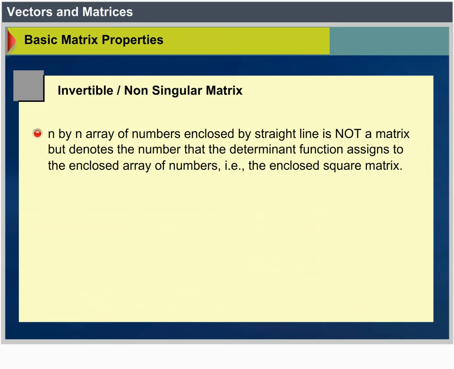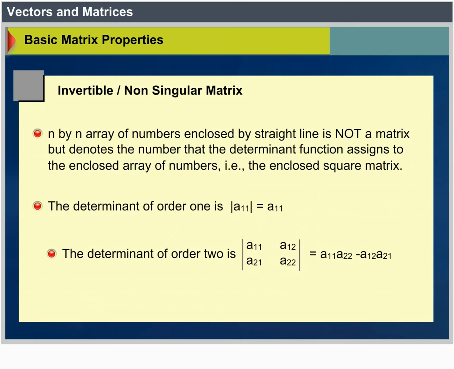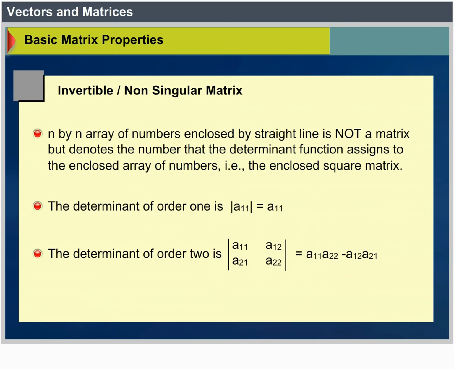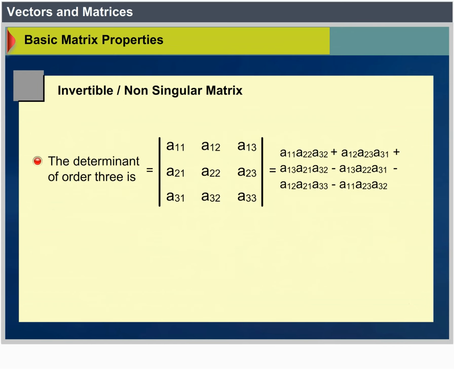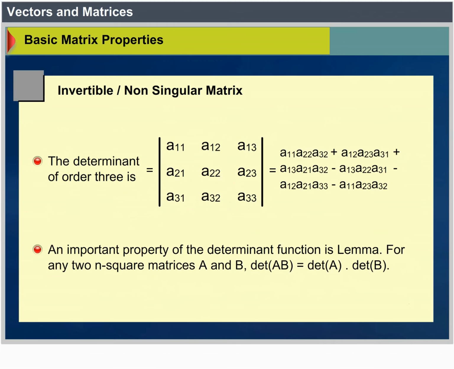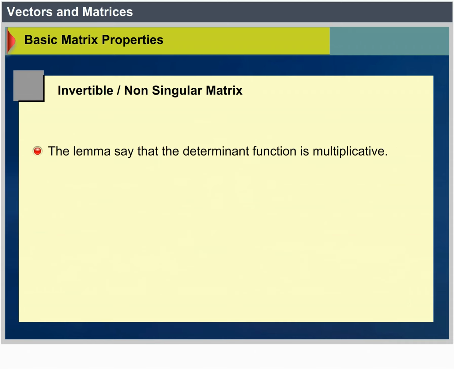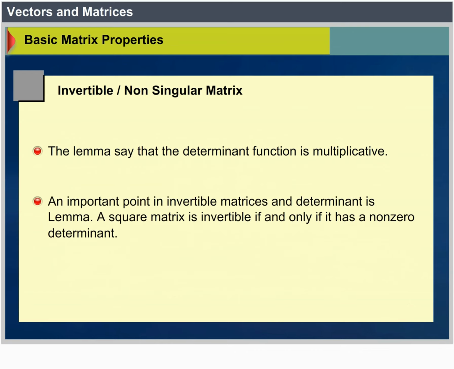The determinant of order 1 is modulus of a11 equal to a11. The determinant of order 2 is shown here. The determinant of order 3 is shown here. An important property of the determinant function is the following lemma. For any two n-square matrices A and B, the determinant of AB equals the determinant of A times the determinant of B. The lemma says that the determinant function is multiplicative. An important point on invertible matrices and determinants: a square matrix is invertible if and only if it has a non-zero determinant.